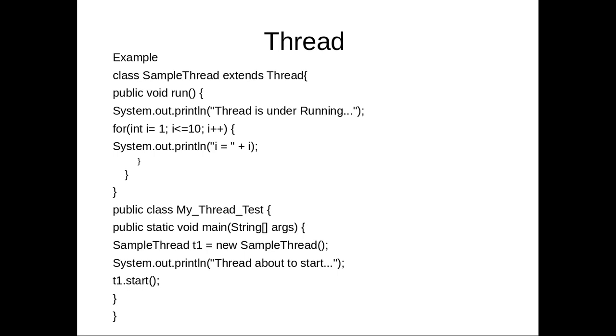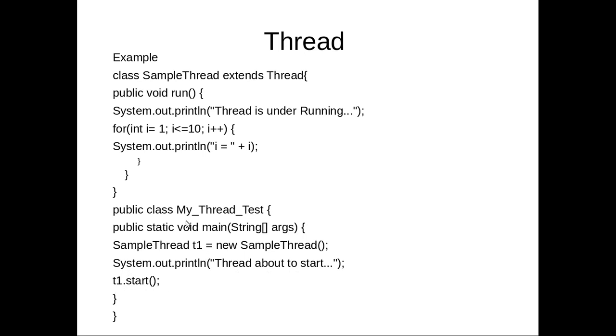That is the body of the thread. Extending the thread class means you have already created a subclass of Thread, which is SampleThread, and you have overridden the run method. Now I am going to have a public class MyThreadTest. That means you are going to have a main program, and in that main program you have created a SampleThread object: SampleThread t1 = new SampleThread. Then System.out.println, thread about to start, and after that t1.start.